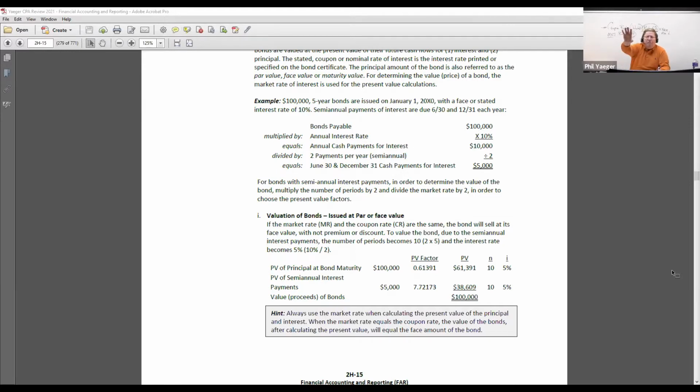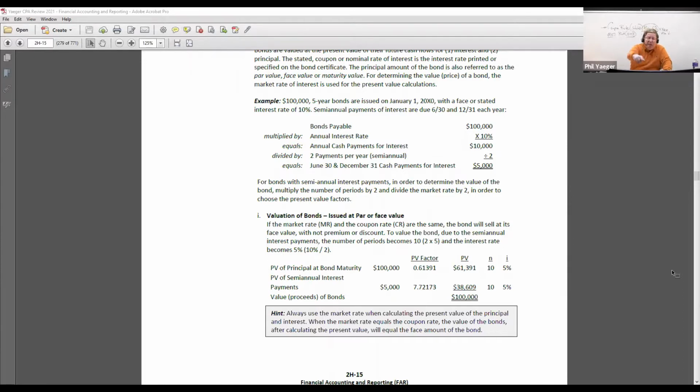All right, we have 5-year bonds, the interest is paid semi-annually. How many periods are we discounting? 10. All right, so let's go over this. First of all, you want to get the present value of the $100,000, because I'm selling today the promise to pay the present value of $100,000.